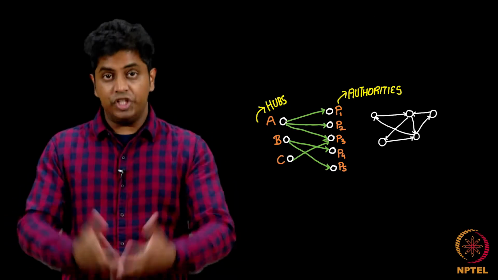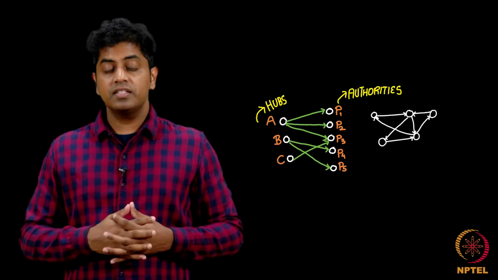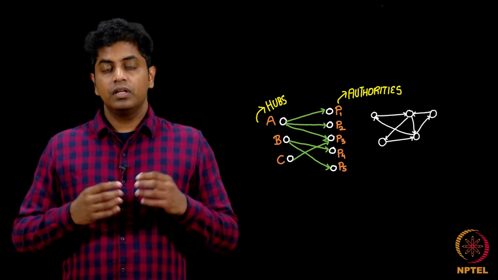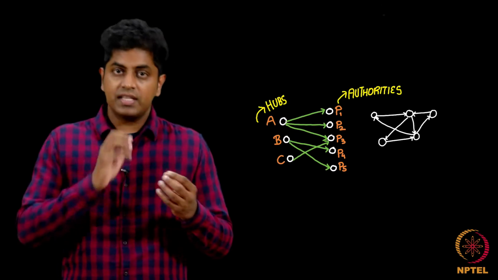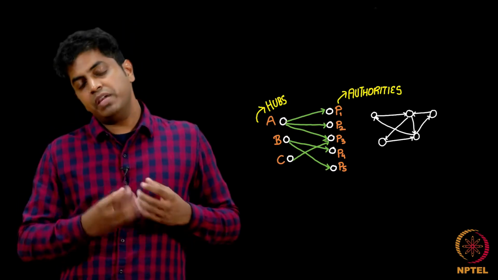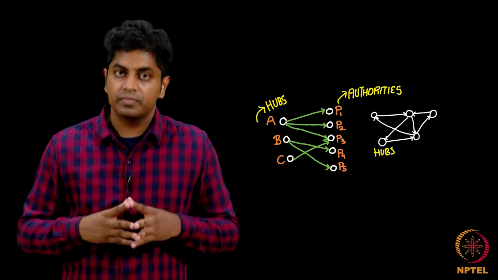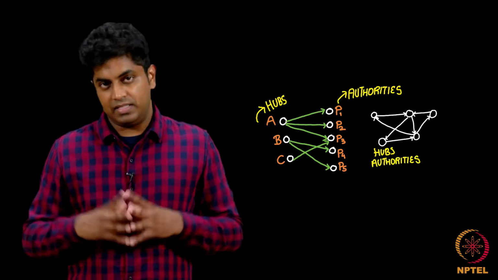So, given a graph G, all I am saying is a node can be given points as a hub, it can even be given points as an authority. What do I mean by this? So, let us take a nice example and try explaining this concept.